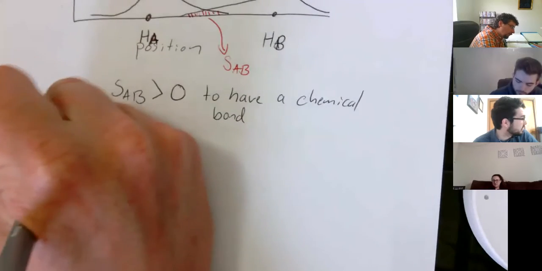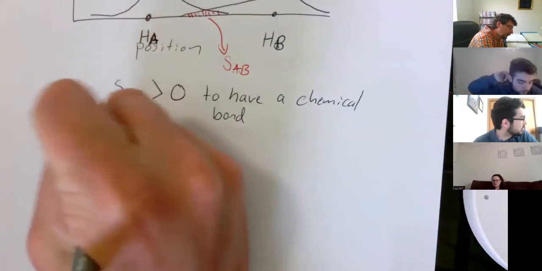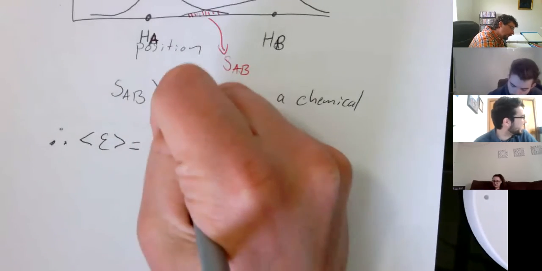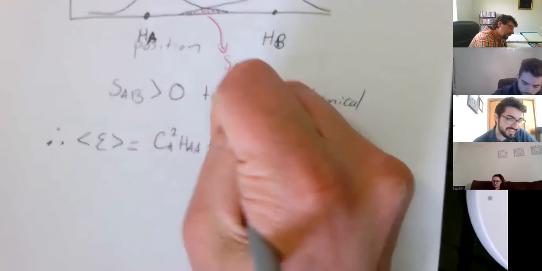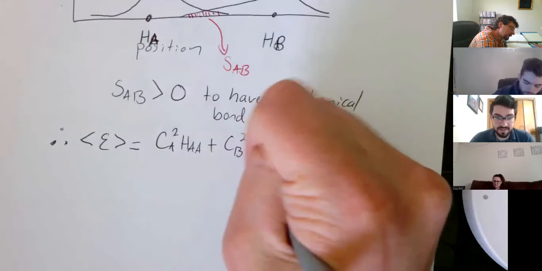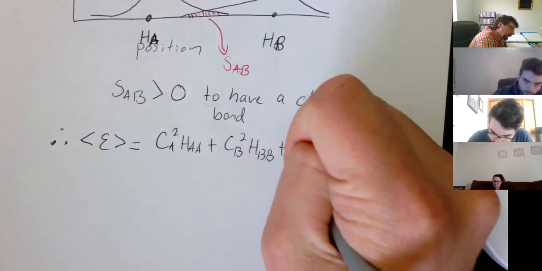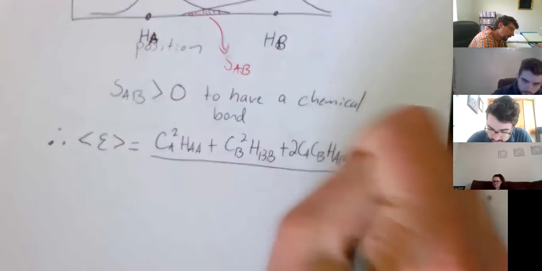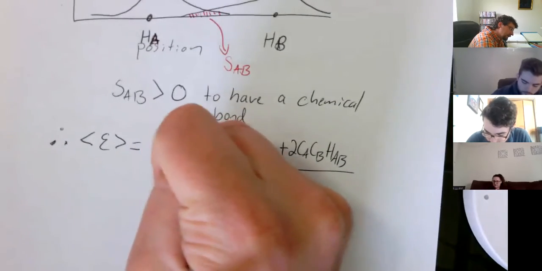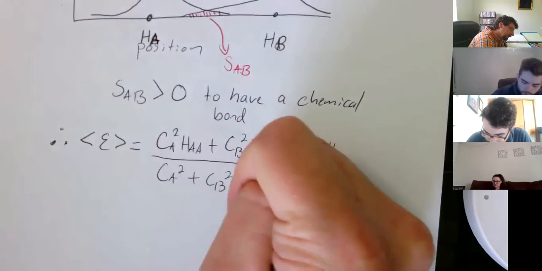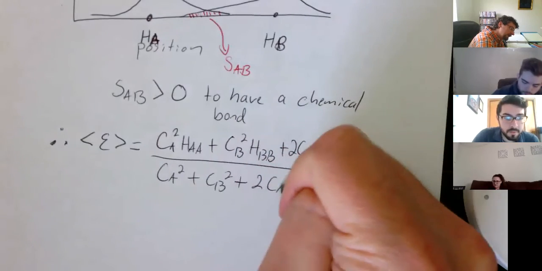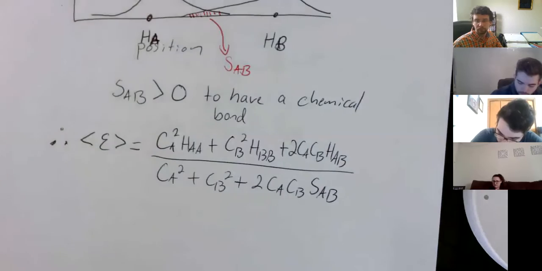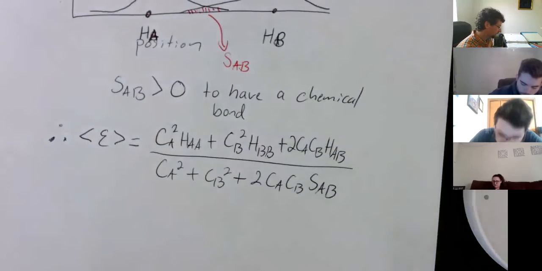So therefore, our energy expression, or approximated energy, is equal to Ca squared HAA plus Cb squared HBB plus 2 CA HAB, all divided by Ca squared plus Cb squared plus 2 CA SAB, where SAB again is that overlap integral.